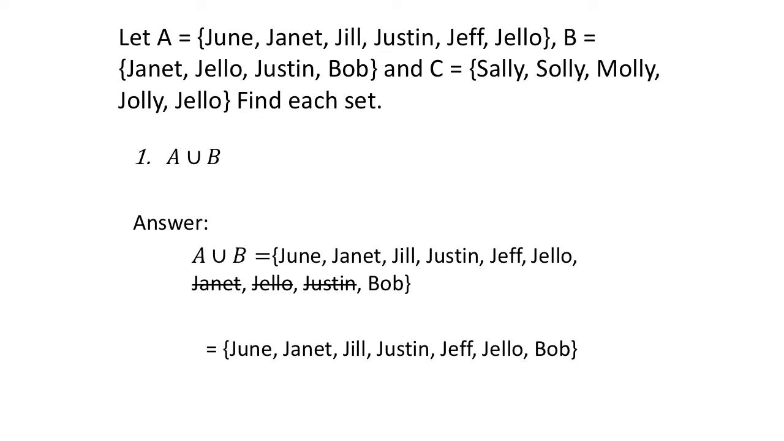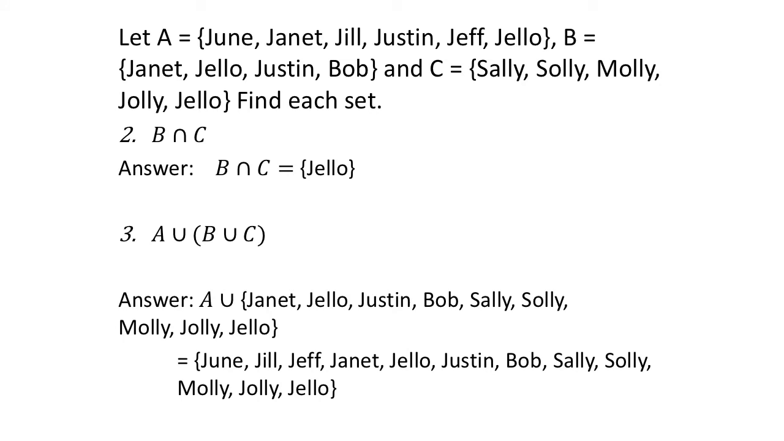Here we go. If we want to find A union B, I'm going to write down everything in A: June, Janet, Jill, Justin, Jeff, and Jello. Then I'm going to write down everything in B: Janet, Jello, Justin, Bob. But now I see Janet is written there twice. I only need to write it once. Jello is written twice, I only need it once, so I cross it out once. Justin is written twice. So it's all of A, and then only what I was missing, because I've already included the overlap, so I just put in Bob.